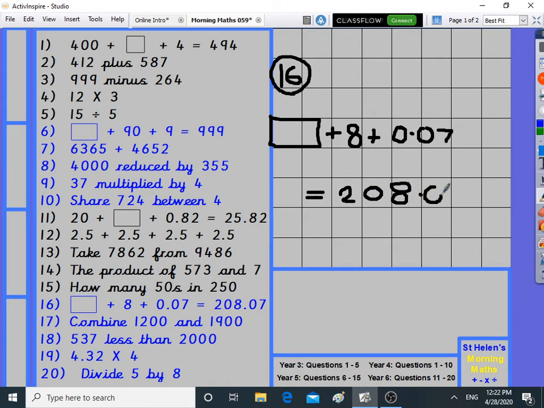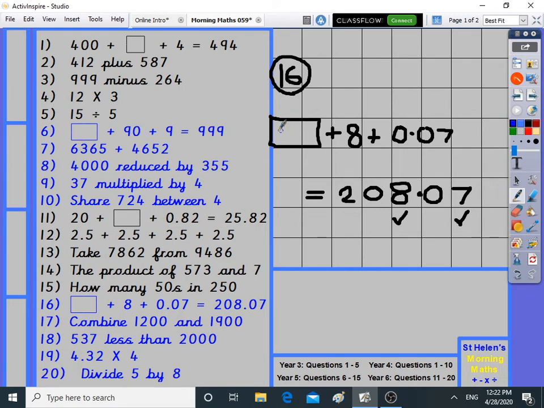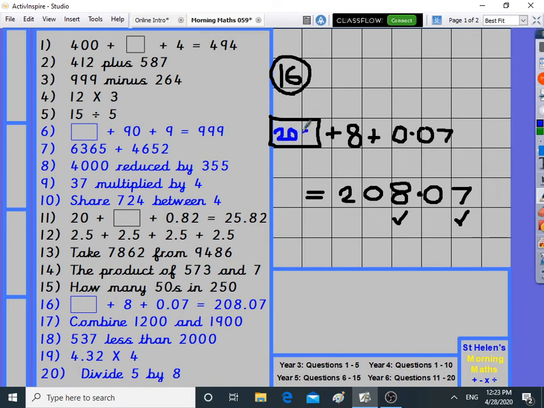We've done these for a few days. The 0.07 is there. That's okay. 8 units, 8 just before the decimal point, is there. It's this 200 that's missing, isn't it? It's the 200 that's missing. So the answer is 200 and 8 and 0.07 is 208.07.